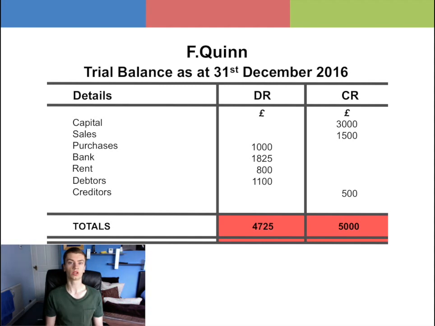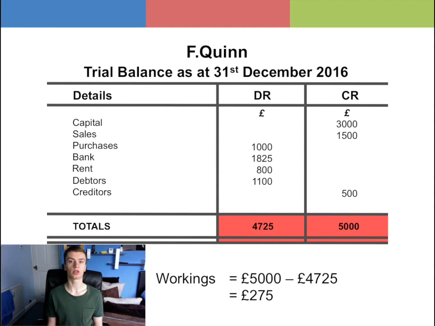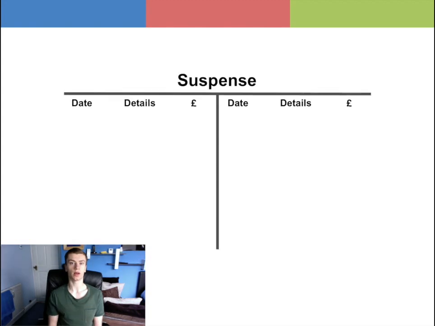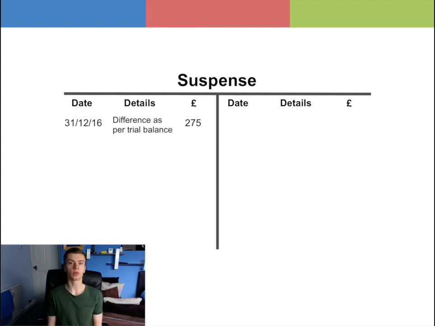The first thing we should do is work out the difference between the totals, and that is £5,000 minus £4,725, which equals £275. So the credit total is £275 more than the debit total. Because there is a difference, a suspense account is required and therefore one is opened. The difference of £275 is entered in the trial balance to make the totals balance, and it is also entered in the suspense account. In this case, on the debit side with the description difference as per trial balance, like so.